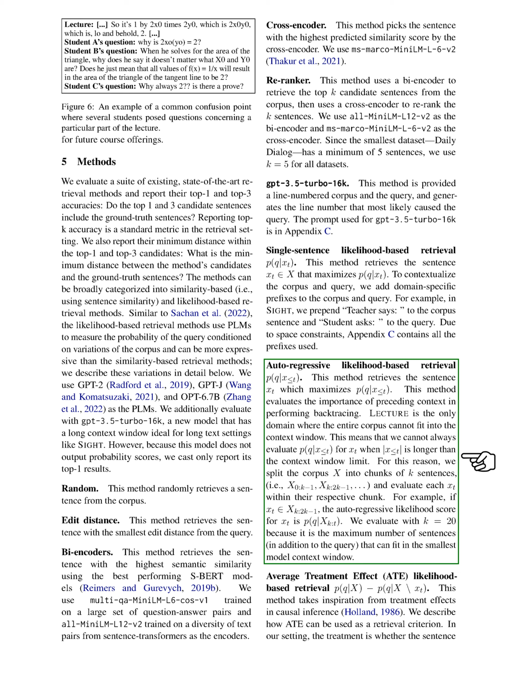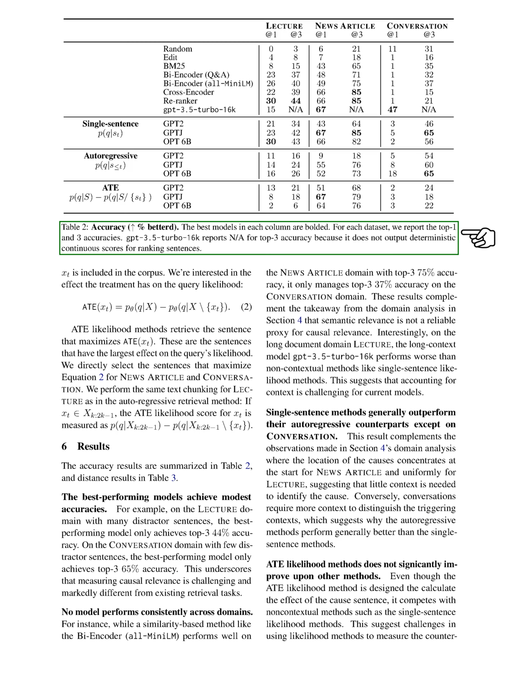We also look into the average treatment effect, ATE, likelihood-based retrieval, inspired by treatment effects in causal inference. This method focuses on the impact of including a particular sentence in the corpus on the likelihood of the query. Essentially, we select sentences that, when included, most increase the likelihood of the query. For longer documents, like in the lecture domain, we apply the same chunking strategy as with the auto-regressive method to calculate the ATE likelihood scores.